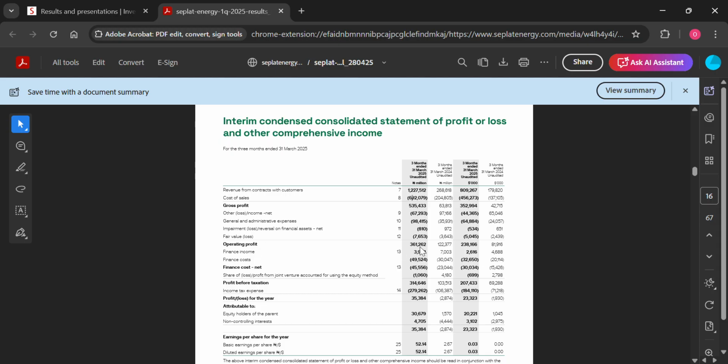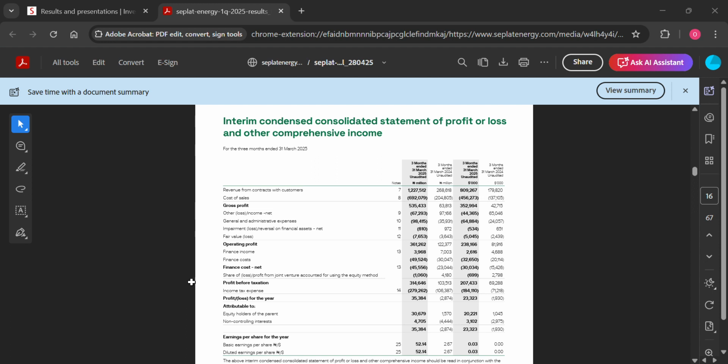So checking it, 122,377, yes. Then this is the operating profit margin: 29 in 2025 and 46 in year 2024.